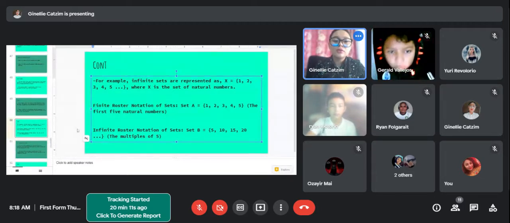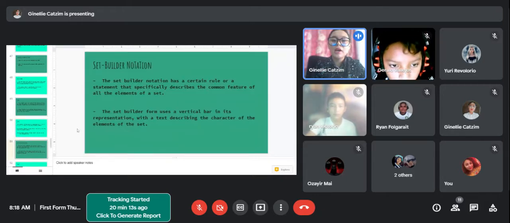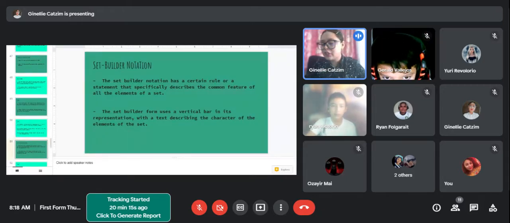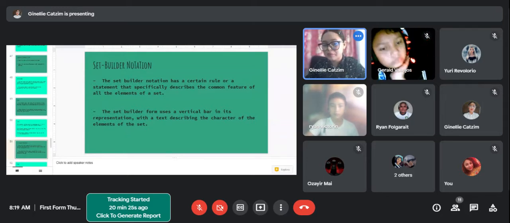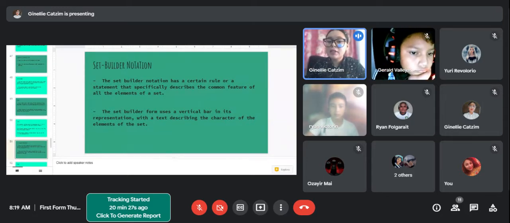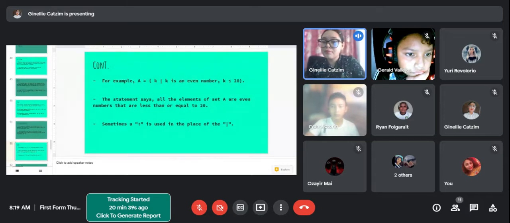Now we have the set builder notation. The set builder notation has a certain rule or a statement that specifically describes the common feature of all the elements of a set. The set builder form uses a vertical bar in its representation with a text describing the character of the elements of the set, which we have, for example.